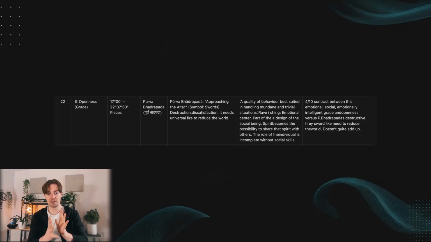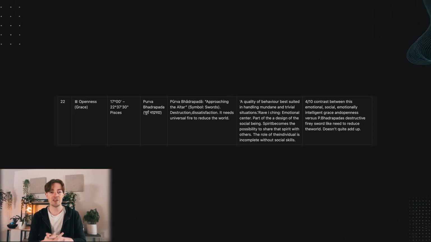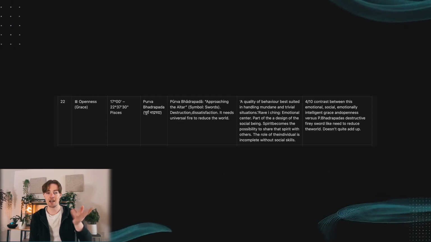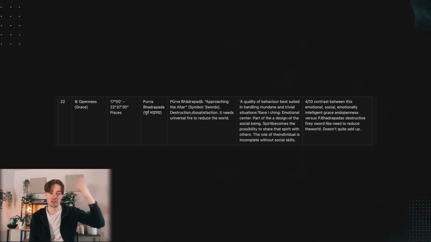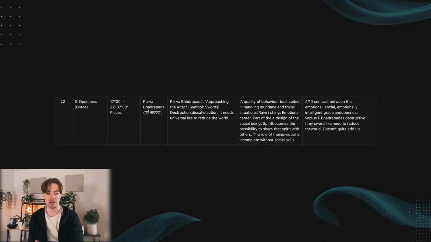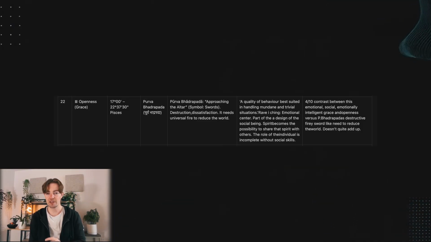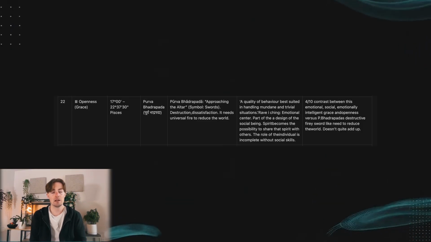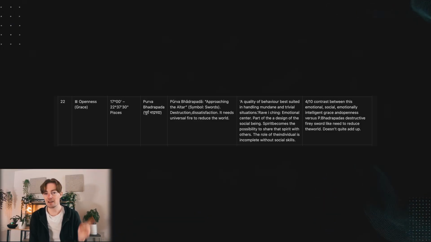It needs universal fire to reduce the world. Ending, again, Pisces, last sign, spiritual liberation, moksha, the soul escaping the body, the end of all cycles, the doomsday which brings a new cycle. But this is a gate of openness and a gate of grace.